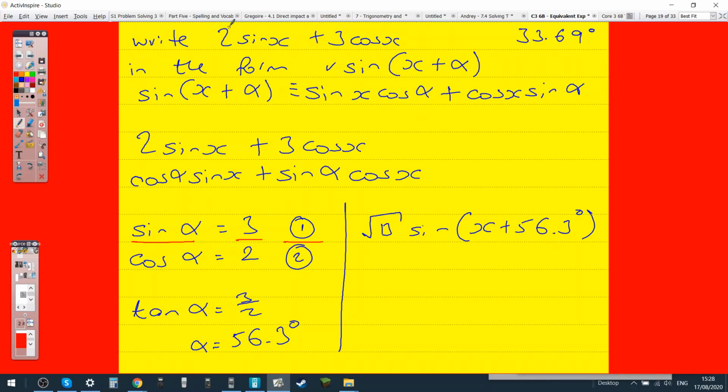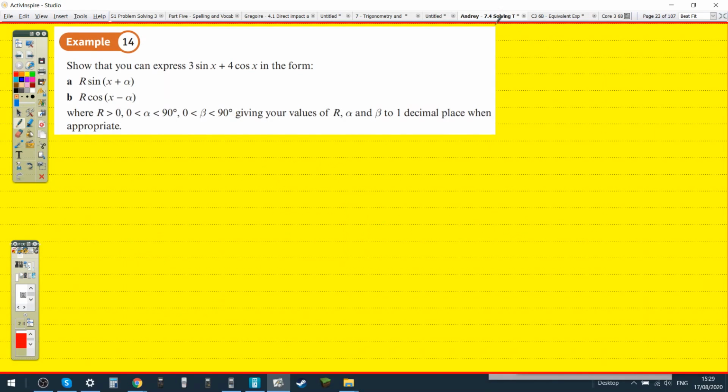All I wanted to do was change 2 sine x plus 3 cos x into the sine of something, so it's not a mix of both. To get the r, the number in front, you use Pythagoras for the two coefficients. And to get the alpha, it is the tan of 3 over 2, the second over the first, sorry, the cos over the sine, because they're the other way around. We'll practice it.